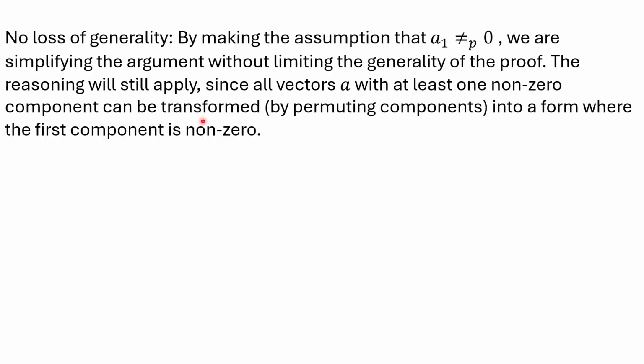We said A1 is not 0. We can assume that because by making this assumption we are simplifying the argument without limiting the generality of the proof. The reasoning will still apply, since all vectors A with at least one non-zero component can be transformed by permuting components into a form where the first component is non-zero. Or we can just say Ai is not 0 for the ith entry that is not 0, which is guaranteed to exist.